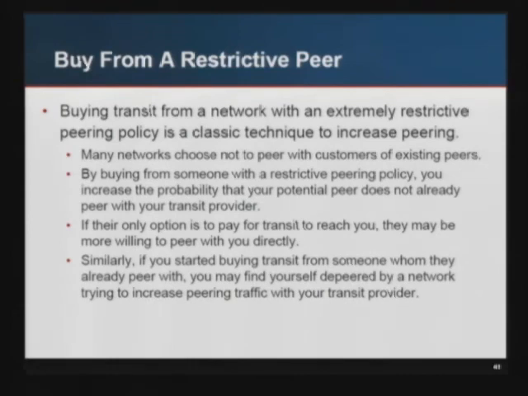If you're behind an existing peer of theirs, they may have no reason to peer with you. You're already behind an existing peer. You contribute nothing new. And similarly, if you started buying transit from someone that they already peer with, they may notice that and then say, hey, I could de-peer you and I could drive that traffic over to this other link. Maybe I shouldn't be peering with you. So buying from restrictive networks is a very, very classic technique for increasing peering.